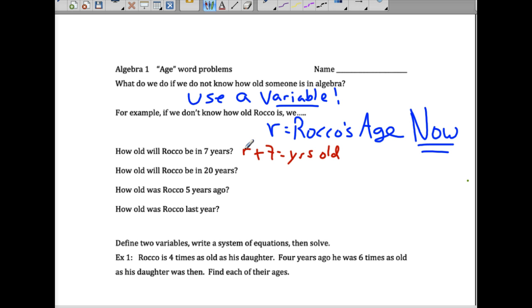The sum of R and 7 equals 7 years from now. You don't have to abbreviate years. I don't know why I wrote that. It's supposed to be 7 years from now. And then in 20 years. You'll find out ways to shorten it up. But yes, you have to write down, based on the problem, what kind of time frame we are dealing with.